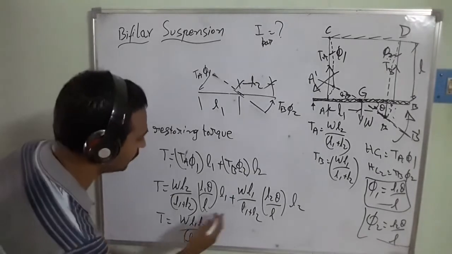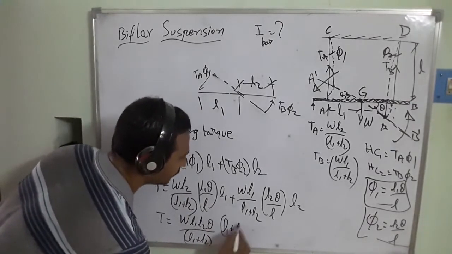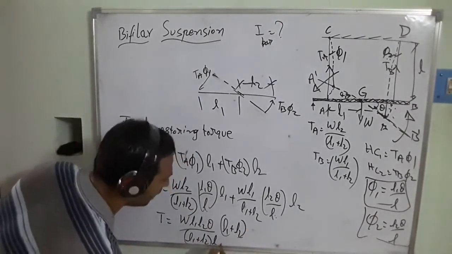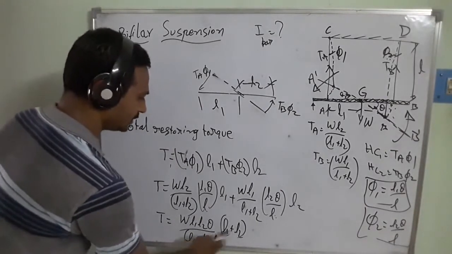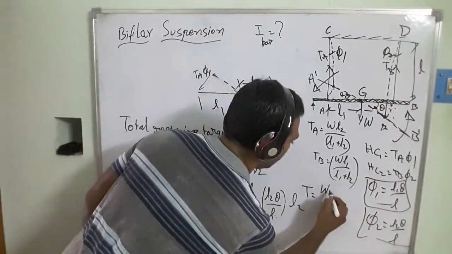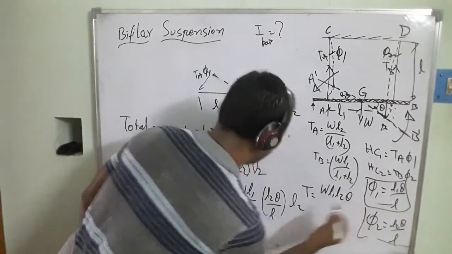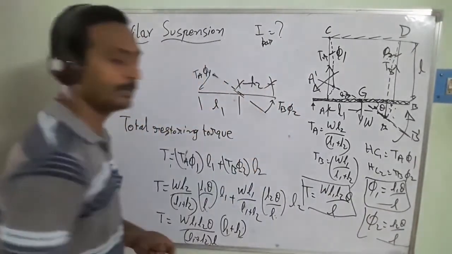Once we take this, finally we have L1 plus L2, which is multiplied with L. Then L1 plus L2 is going to cancel. The final restoring torque is T equal to W L1 L2 theta by L. So this is the restoring torque.